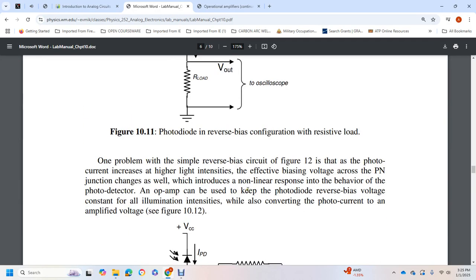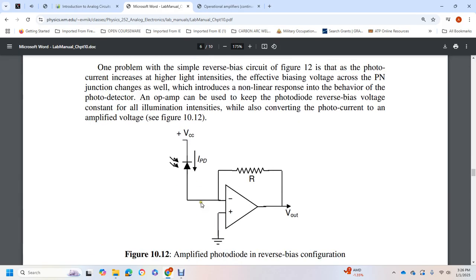One problem with the simple reverse bias circuit in figure 10.12 is that the photocurrent at higher light intensity affects the bias voltage across the positive negative junction. This changes the response as well, introducing nonlinear behavior of the photodiode. The op amp can be used to keep the photodiode reverse bias voltage constant for all illumination, while also converting the photocurrent to an amplified voltage.